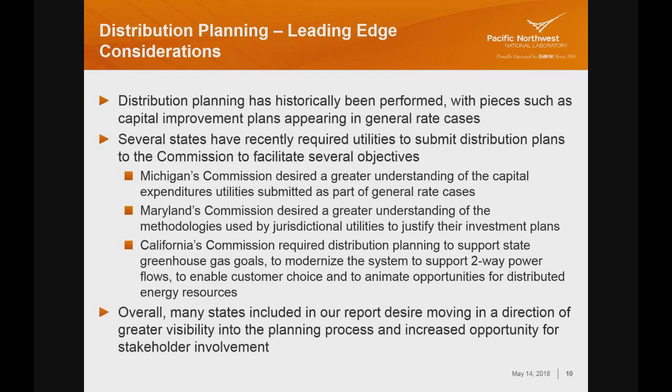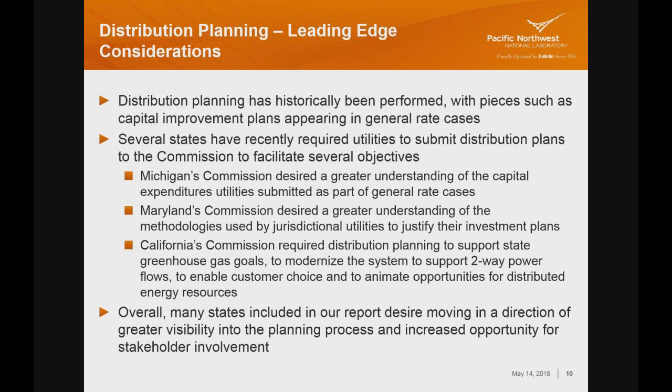And this is for several reasons. One of which is simply getting greater visibility into the plan. The Michigan Commission, for example, approved a couple of rate requests, approved the capital expenditures within that, but then said, while we support and agree with your goal of reliability, we would like more information about how you arrived at this capital improvement plan, so we're going to require you to submit distribution plans. So part of what you're seeing is requirements to submit these things just for visibility purposes.